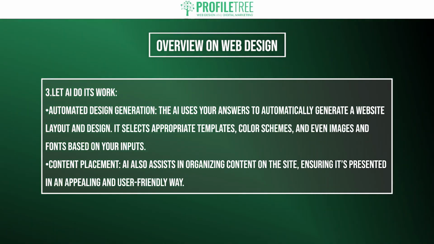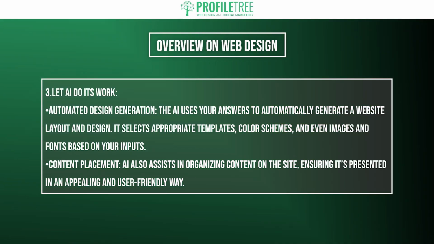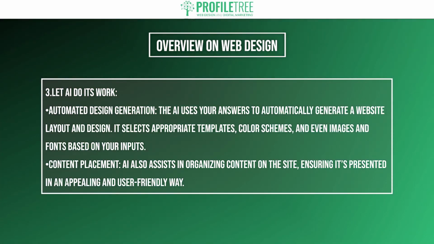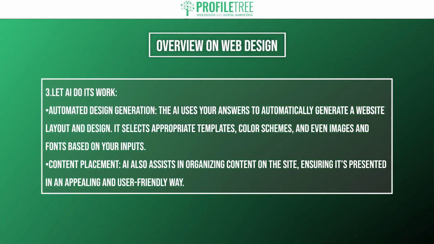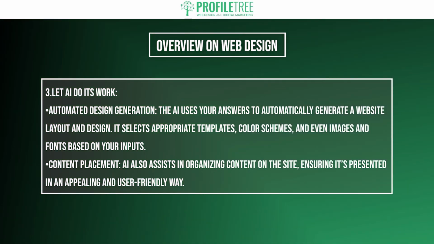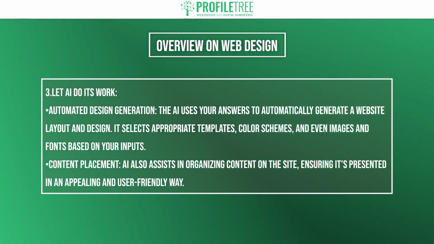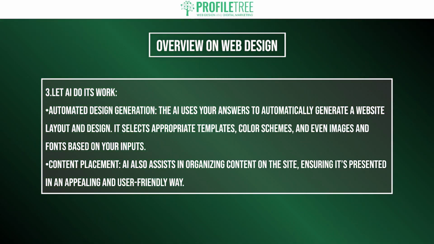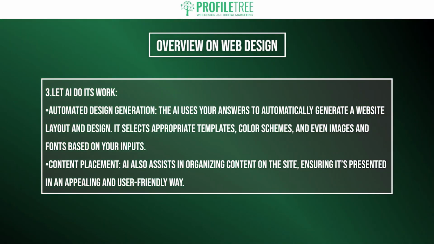Now the AI uses your answers to automatically generate a website, as I've mentioned, and it does select the different appropriate templates and your color schemes. You can even include color schemes that you already have for your business. So say that you want a quick and easy and simple website, then you can just ask it, okay, this is the hex code that we're using, or this is the type of green that we're using, or the type of blue that we're using. And you can even add in your own images, or it'll add free or copyright free images and fonts based on your inputs. So that is something to note.